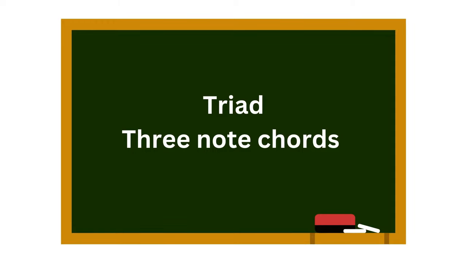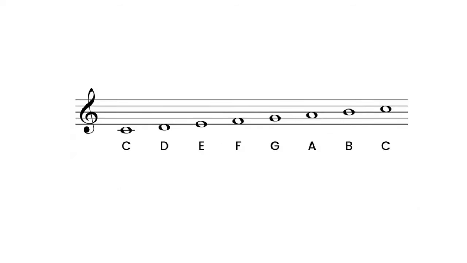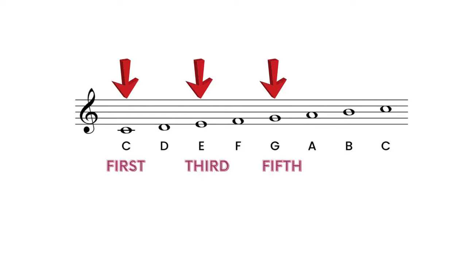Triads are three-note chords. Tonic triads are formed by stacking two intervals of a third on top of a tonic note. For example, to build a C major tonic triad, we start by writing the first note of the scale, C. Then, we add a third from C to E, and another third from E to G, and it creates a tonic triad. So here's how it works. Tonic triads are built on the first, third, and fifth of the scale degrees in the same key.